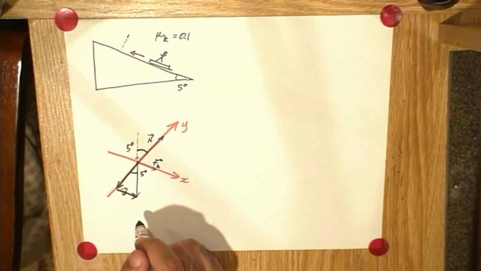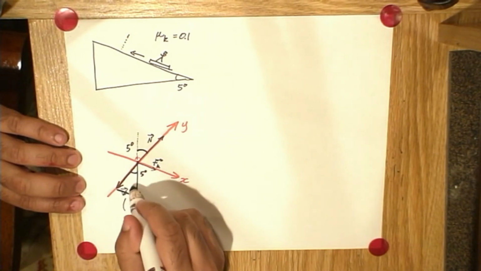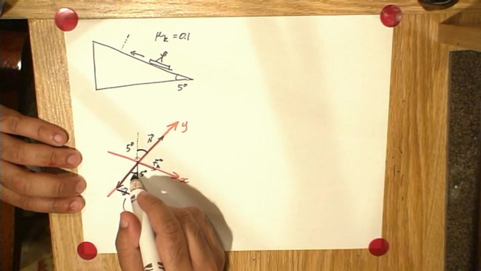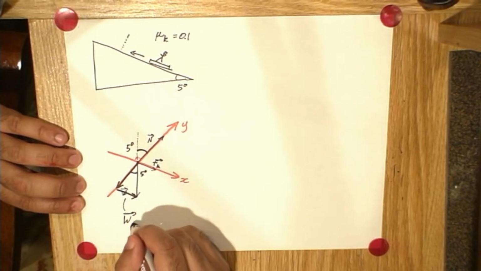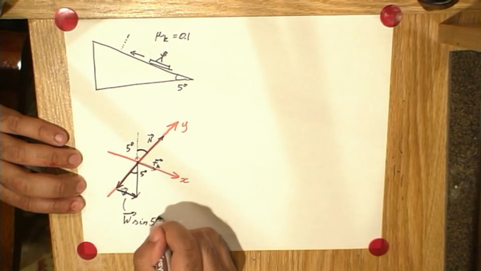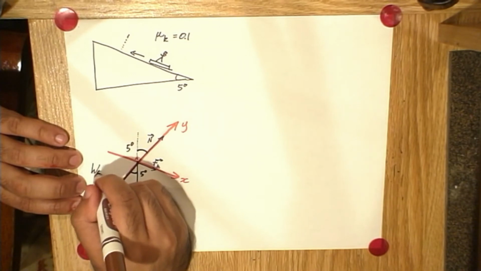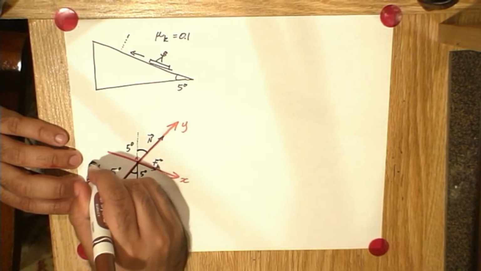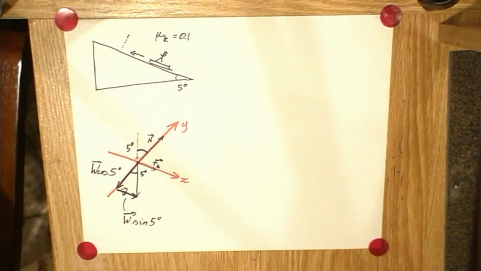So, the weight force has one component which is on the opposite side of this angle. So this now becomes weight sine 5 degrees, and this side, which is adjacent to the angle, becomes weight cos 5 degrees. Now we have broken our weight force into its components, and we are ready to analyze the forces in both directions.